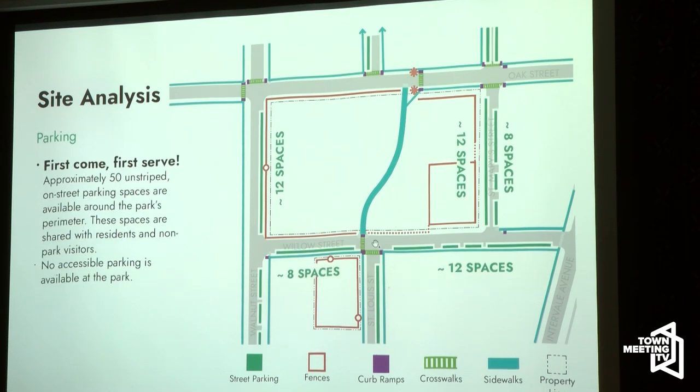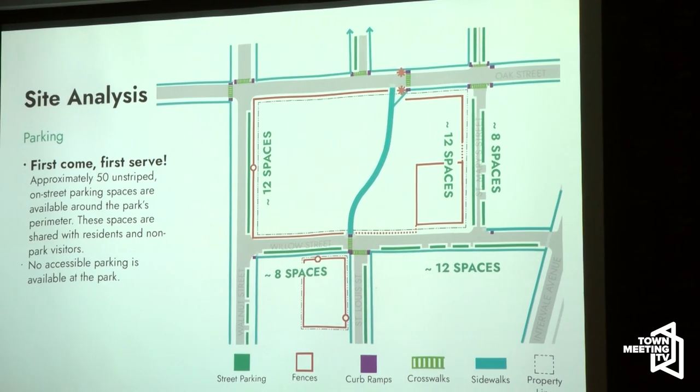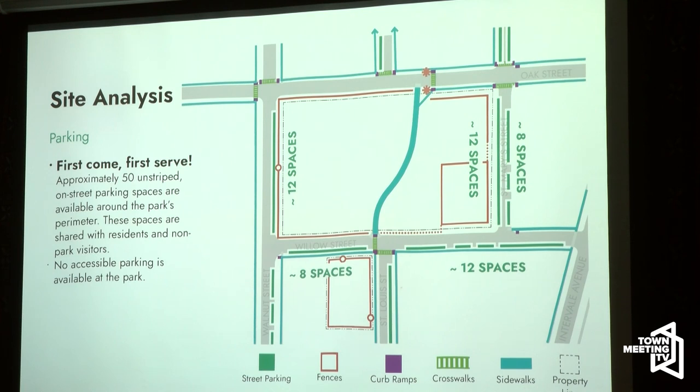If you come there in a vehicle, you're parking on street in parallel spaces. The spaces are not striped, so the capacity that we're showing here of about 50 spaces is rough. You're also sharing those parking spaces with the residents, so it's first come, first served whether or not you'll be able to find a spot there as a visitor. There are no accessible, meaning ADA or handicap accessible, parking spaces at the park today.